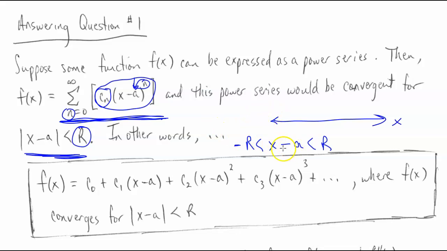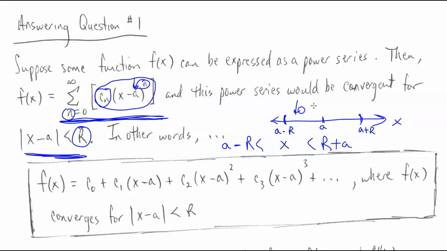Okay. And of course, if we're adding a to both sides here, then that would look like this, and this would go away. Essentially what we're saying here is that x is going to be some value centered about some value a. And we're going to go r units in this direction and r units in this direction.